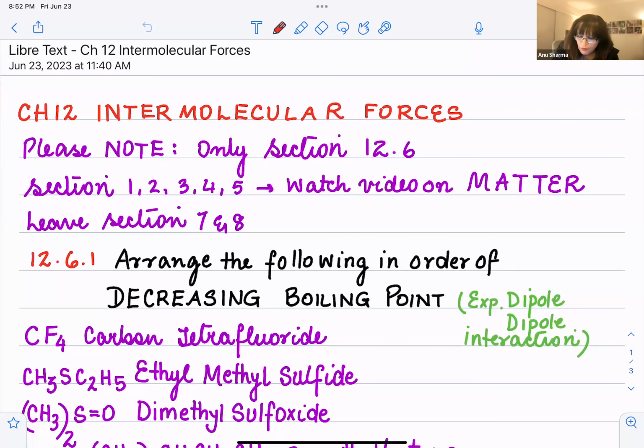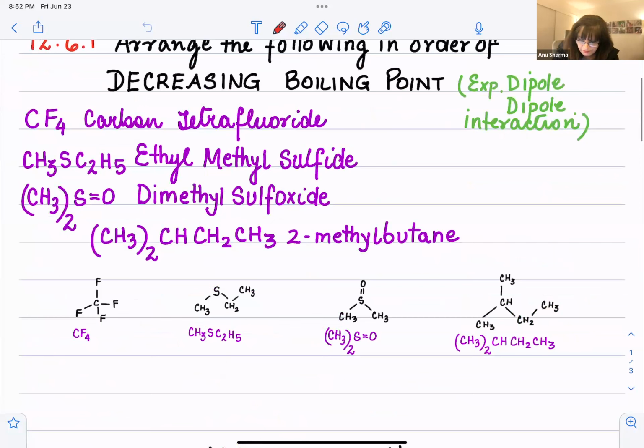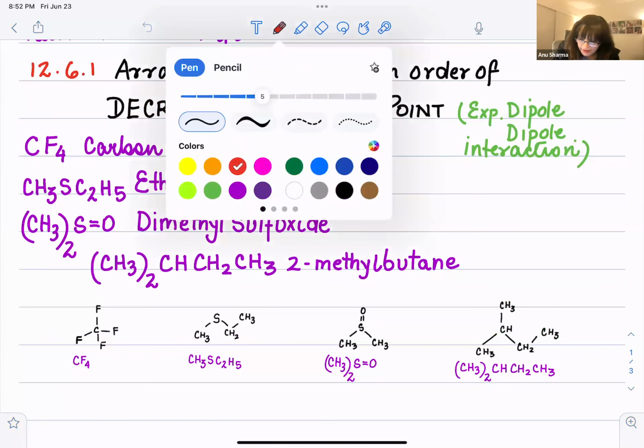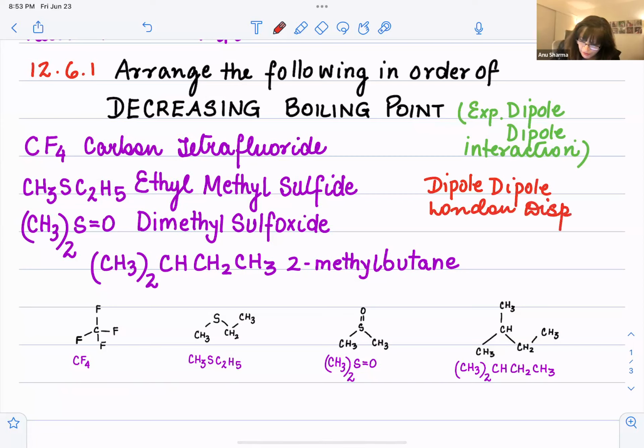So anyway, now our focus here is on intermolecular forces. So we know that there are the intermolecular forces. There is a dipole-dipole force. There is London dispersion, and then we're going to look at hydrogen bonding.